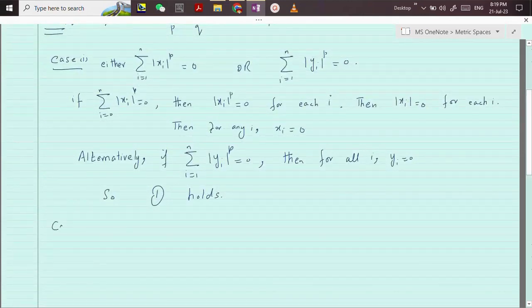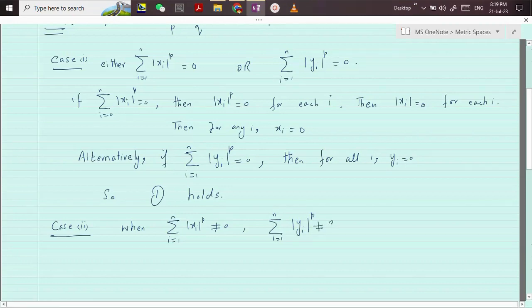Case number 2. Case number 2 is when both summations are non-zero, that is, summation i from 1 to n mod of xi power p is non-zero, and summation i from 1 to n mod of yi power p is not equal to 0.